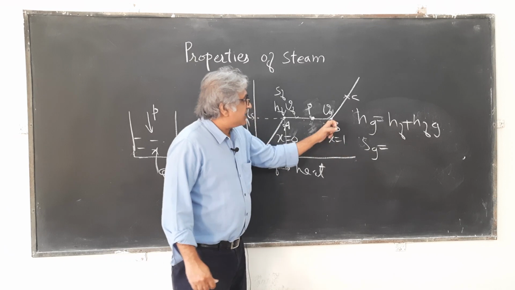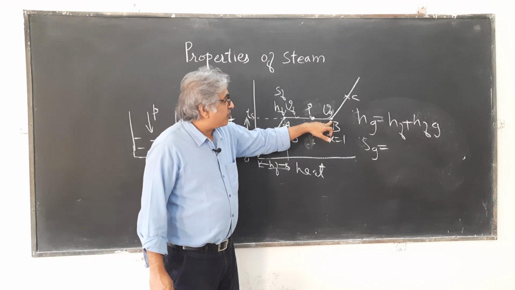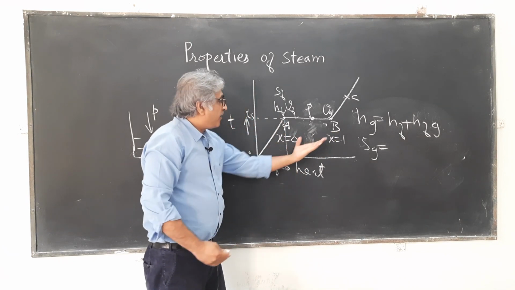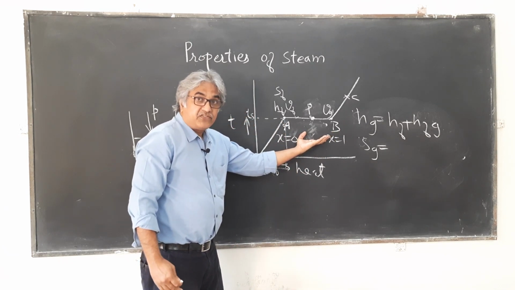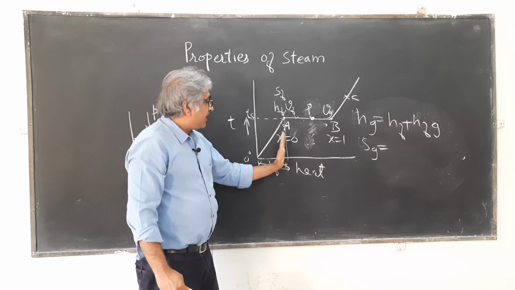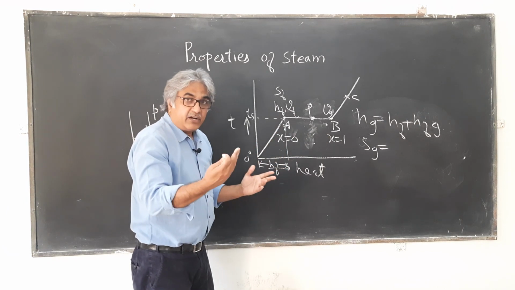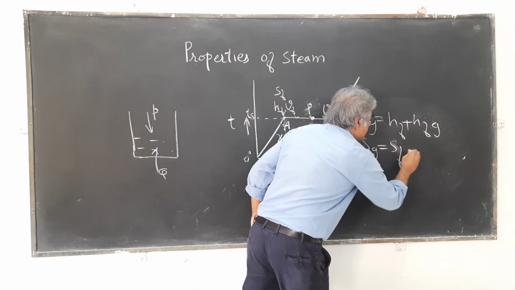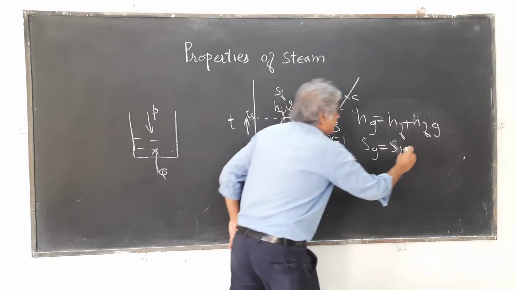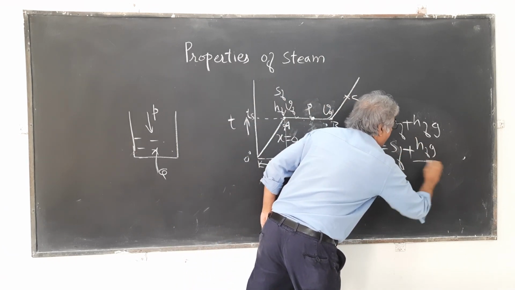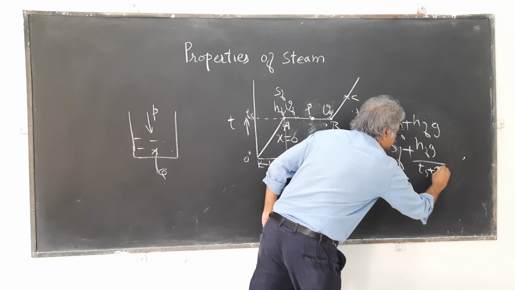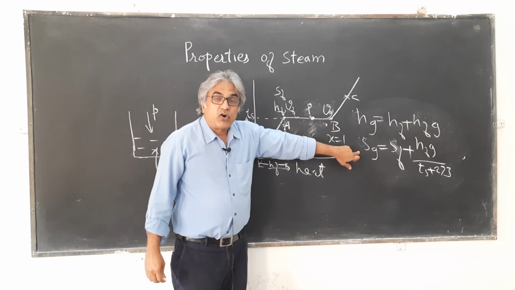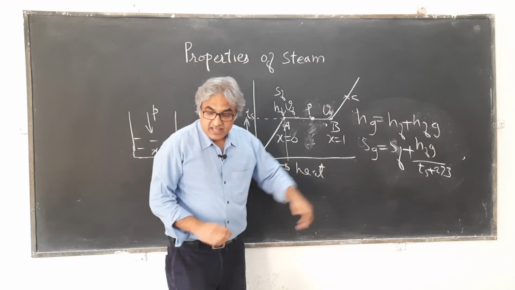So entropy of dry saturated steam here, what is the entropy of dry saturated steam? It is SF plus this. How much is this heat added? It is HFG. First you have added heat and found the entropy of saturated liquid, so it is SF, plus total heat added here, which is HFG upon the temperature, Ts plus 273. This will give you the entropy of dry saturated steam.